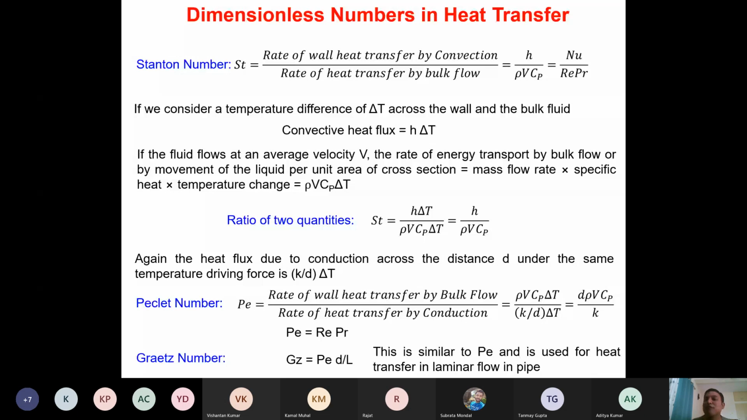But if you look at the physical significance as such, you can tell based on the form which I have written here, that is nothing but the rate of wall heat transfer by convection and the rate of heat transfer by bulk flow. So what it means is how much heat is being transferred by convection from the wall, and how fast you are taking that heat away by the flow. You understand? Yes. So it is physically telling me how fast I am transferring the heat.